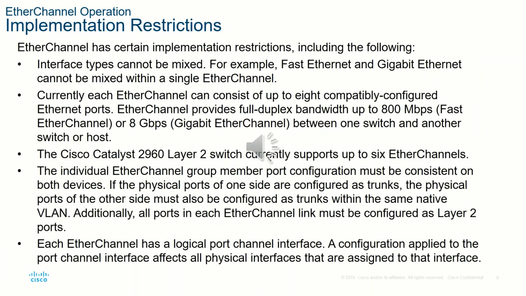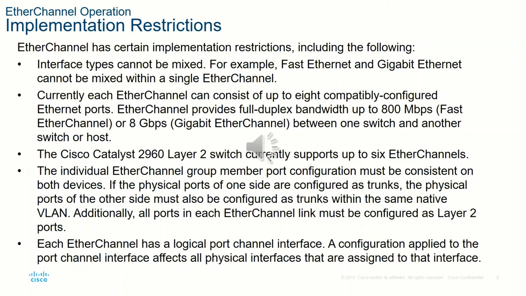Let us discuss the implementation restrictions on EtherChannel. While creating an EtherChannel, interface types cannot be mixed. For example, we should not mix interfaces like Fast Ethernet and Gigabit Ethernet within a single EtherChannel. An individual EtherChannel must be created by using the same types of interfaces. Each EtherChannel can consist of up to 8 Ethernet ports.